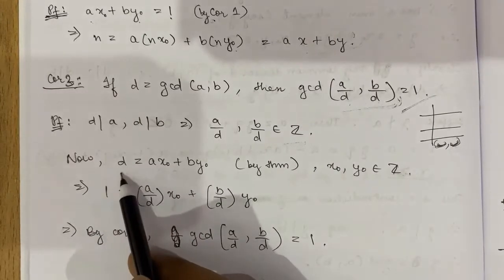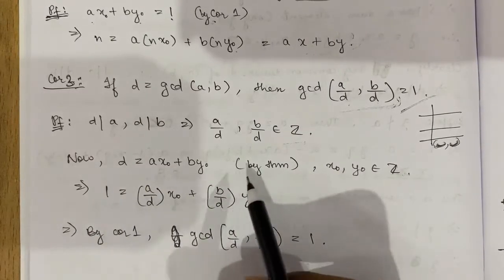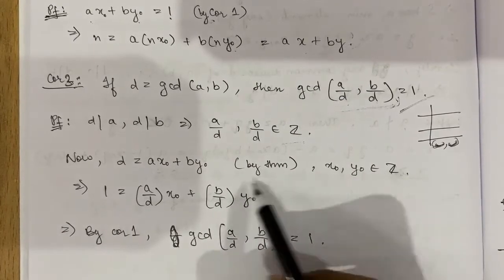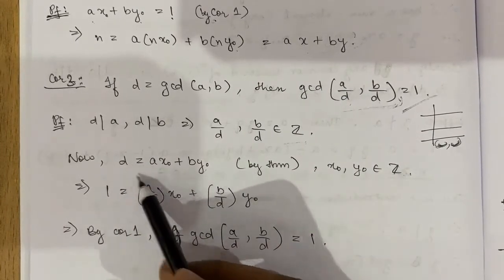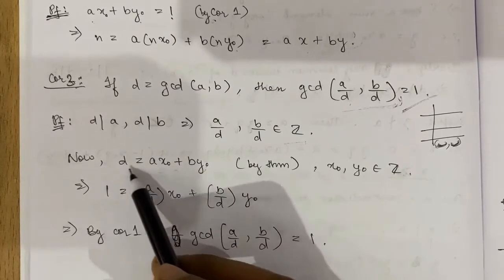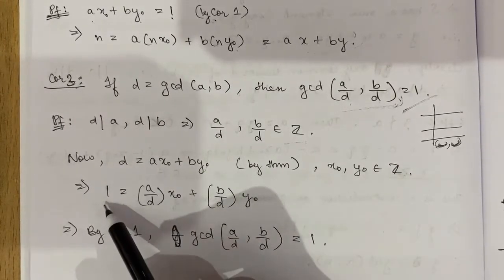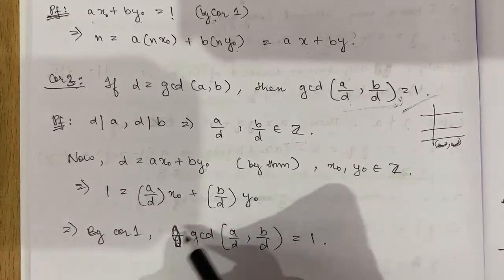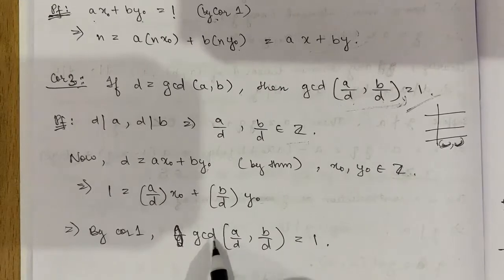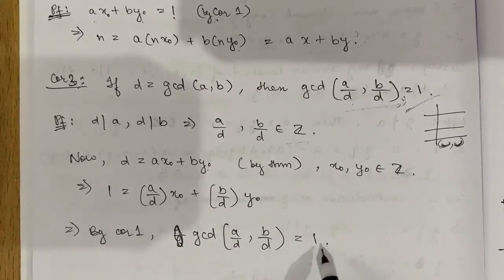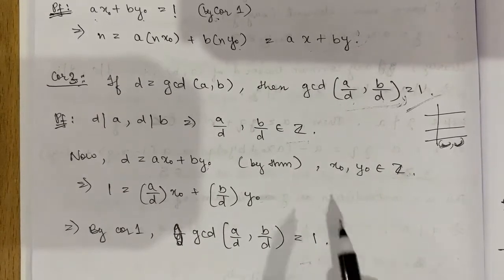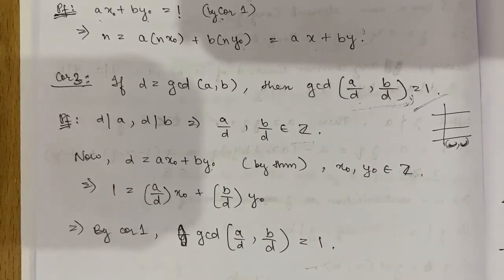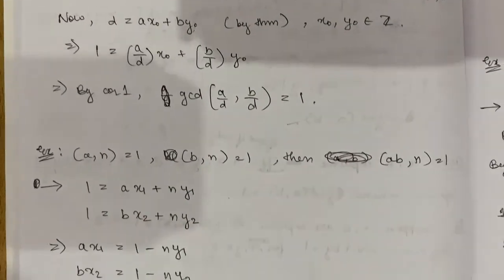And D equals A x0 plus B y0 by the theorem, where x0, y0 are integers. So we divide both sides of the equation by D. Then we get 1 equals A by D times x0 plus B by D times y0. So by corollary 1, the GCD of A by D and B by D is equal to 1, which completes the proof. Now we'll look at 3 examples and conclude this lecture.